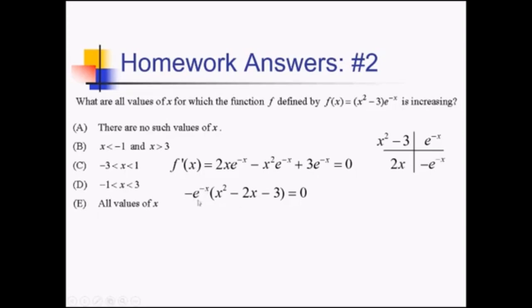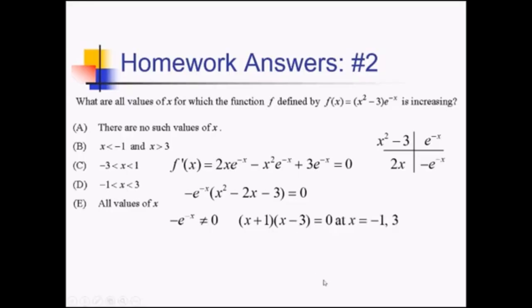Since this is an exponential function, we know that it can't equal 0 anywhere, so it's not going to give us any critical values. So factoring this next one now, things that multiply to negative 3 and add up to negative 2, that's going to be positive 1 and negative 3, so x plus 1, x minus 3, which means we have critical values at x equals negative 1 and positive 3.